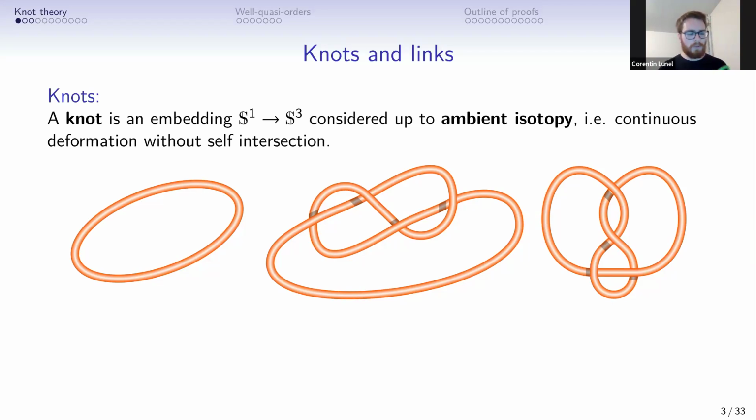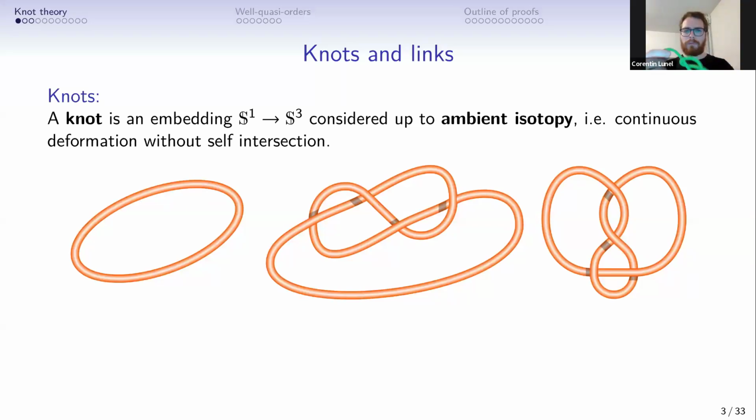If you want, you can see it as a rope, and you can distort this rope in space. You can bend it, curve it, extend it, as long as you don't cut it to glue it back later. And it stays the same knot during all of this continuous operation.